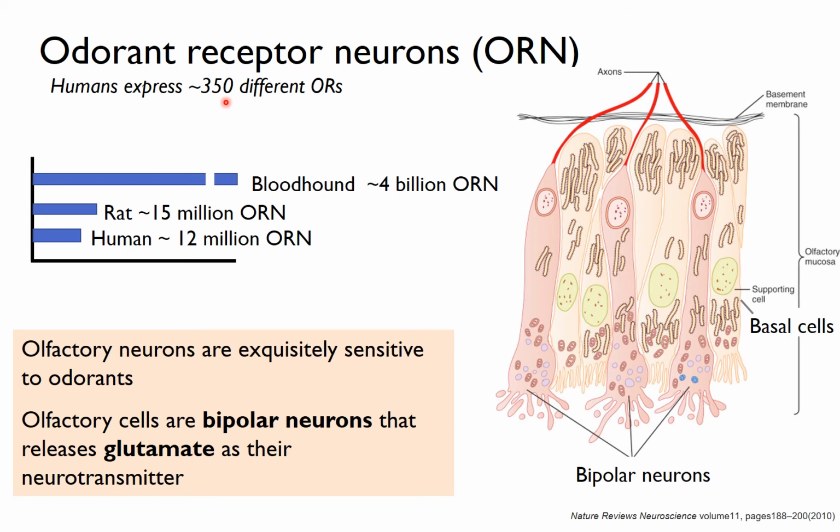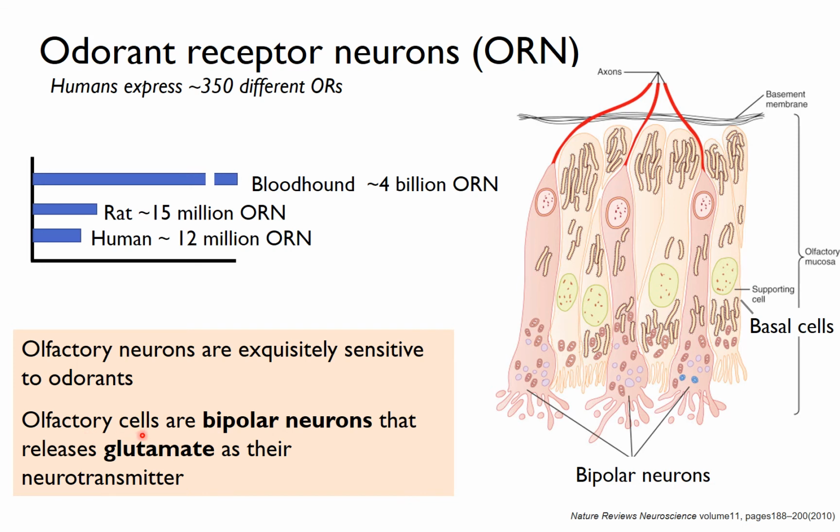That sounds like a lot, 350, but those are 350 very specific different odorant receptors that respond to different odors. Now, compare that to the fact that humans have about 12 million neurons that express odorant receptors. Compare that to another lower mammal species like a rat, which has about 15 million odorant receptor neurons. But strikingly, look at something like a bloodhound, the dogs that are famous for their amazing sense of smell. Look at how many odorant receptor neurons they express. About 4 billion. No wonder they can smell so many different things compared to a human and even to a rat.